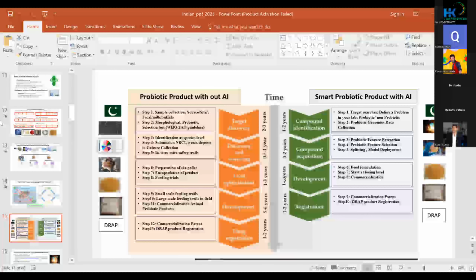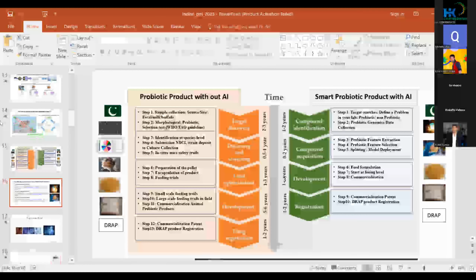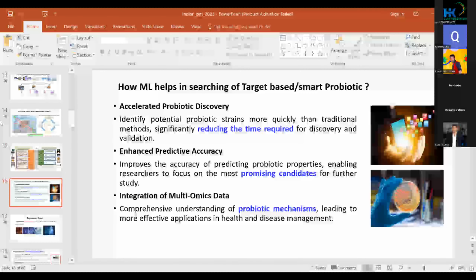By using the AI method, you can screen out your own target bacteria from a huge number of strains in your lab. So how can machine learning help to search out a target-based probiotic strain? It can easily speed up probiotic discovery, enhance prediction accuracy, and integrate the genomic potential as well, right?